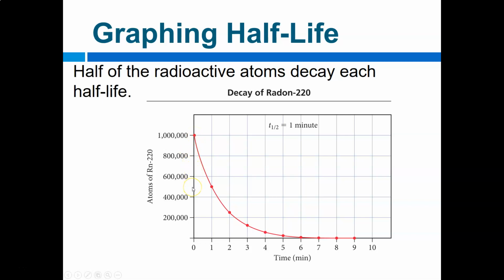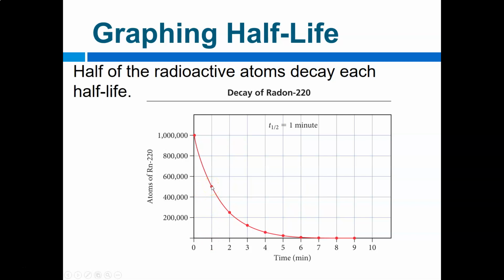When we cut that in half, after 1 minute, we have 500,000. Half of it has decayed, and we're left with half that's radioactive. I can see that 1 minute has passed by looking down here on the x-axis, right? So you can use a graph to try to figure out what your half-life is. You see where you start, you come down to half that amount, and you see at what time that occurred.